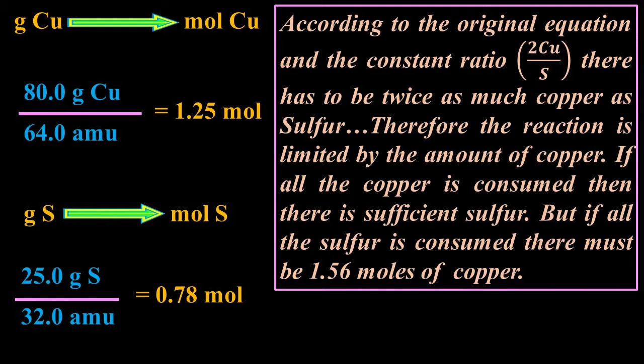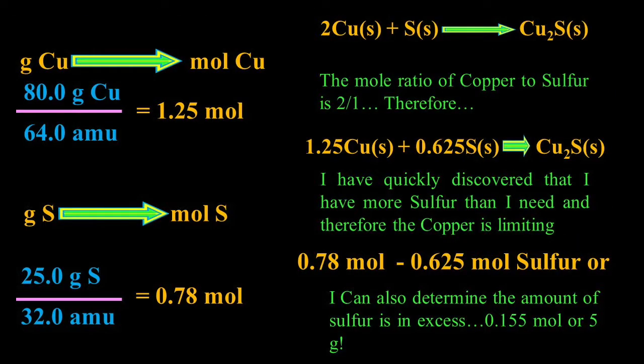80 grams of copper divided by 64 is 1.25 moles of copper. Grams of sulfur to moles of sulfur: 25.0 grams of sulfur divided by 32 is 0.78 moles of sulfur. So I have 1.25 moles of copper and 0.78 moles of sulfur. Okay, so we're talking about the limiting reagent. If you look at the values, 80 grams over 64 amu is 1.25 moles of copper and 0.78 moles of sulfur.